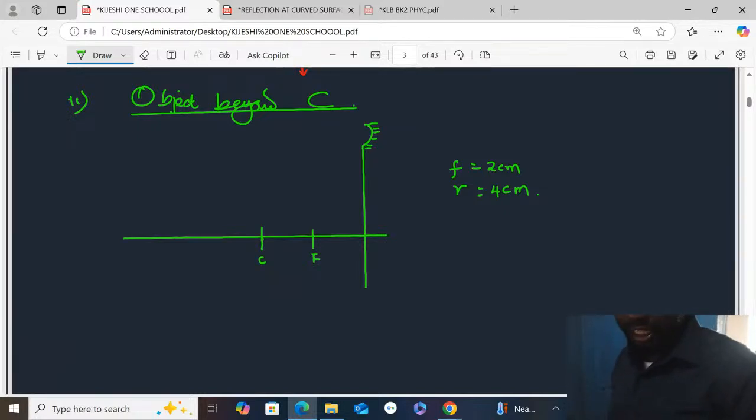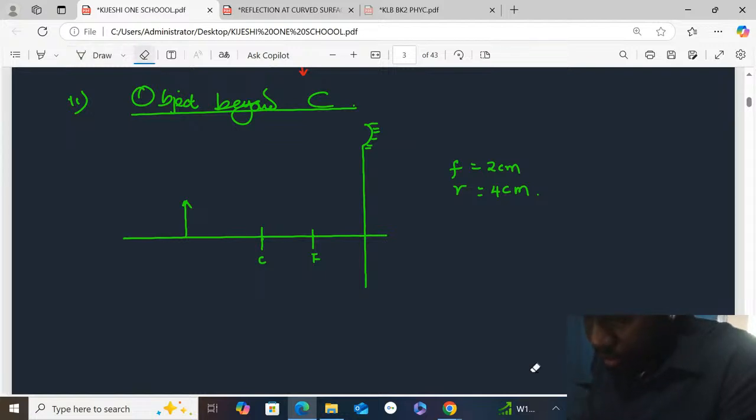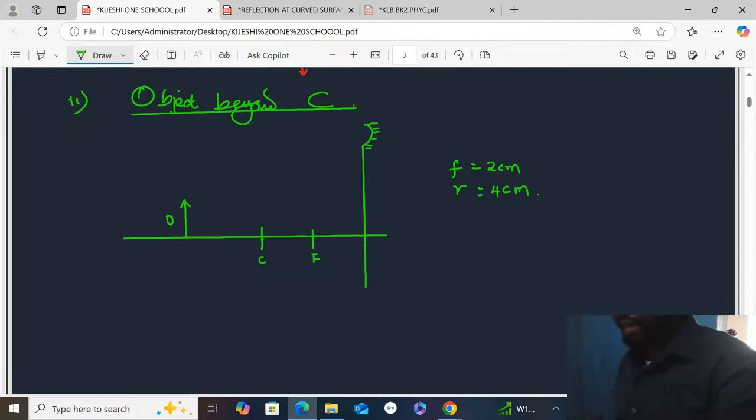Then now we are told an object that is beyond C, beyond C. Therefore, maybe I can project that this becomes my image, sorry, my object. Maybe you can give it its own height. This one is 1.5 centimeters. Let me draw the tip that may be clearly visible. That way, I label it O because it has become my object.